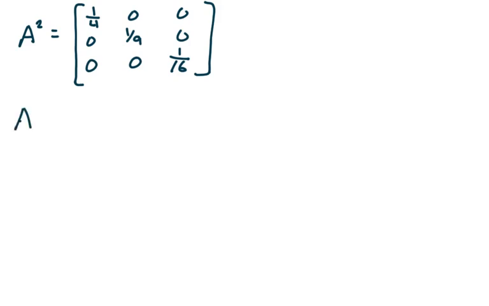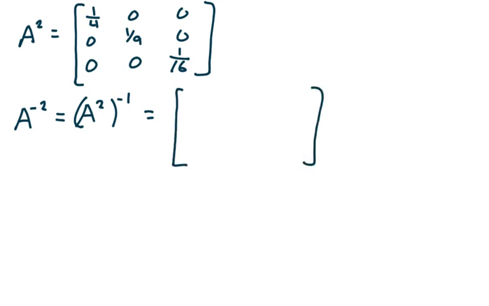Now, remember, A to the negative 2 is the inverse of A squared. And so I need to take the reciprocal of the entries along the main diagonal. When I do, I get 4, 0, 0, 0, 9, 0, 0, 0, 16.